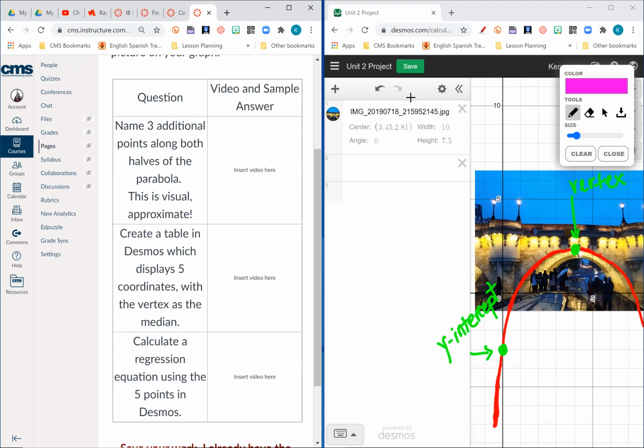First, we're going to identify the 3 additional points along both halves of the parabola. As you can see, I have my vertex here, and I already have 1 point on the left-hand side. So I'm going to find another point on the left-hand side, and then I'm going to find 2 points on the right-hand side to kind of make it even. So 2 points over here, 2 points over here, and then the vertex in the middle. Try to choose the one that you think is the easiest to identify. At the end of the day, you're still estimating, so it really doesn't matter.